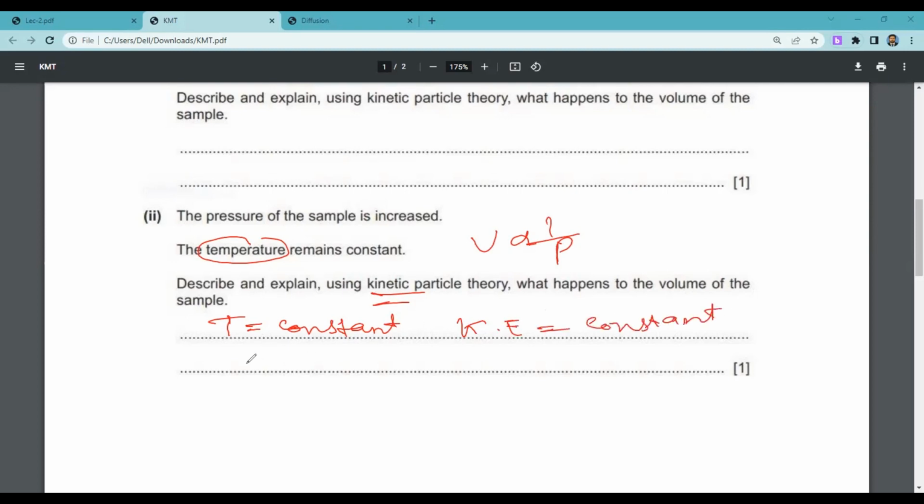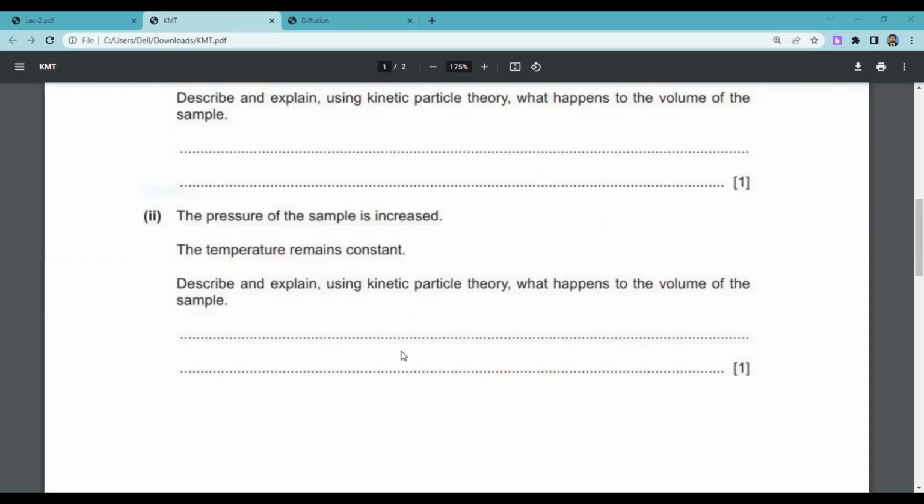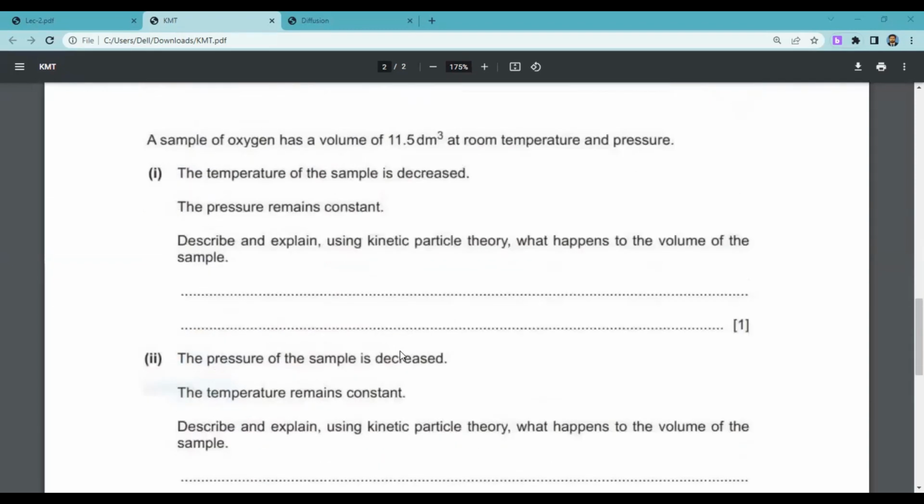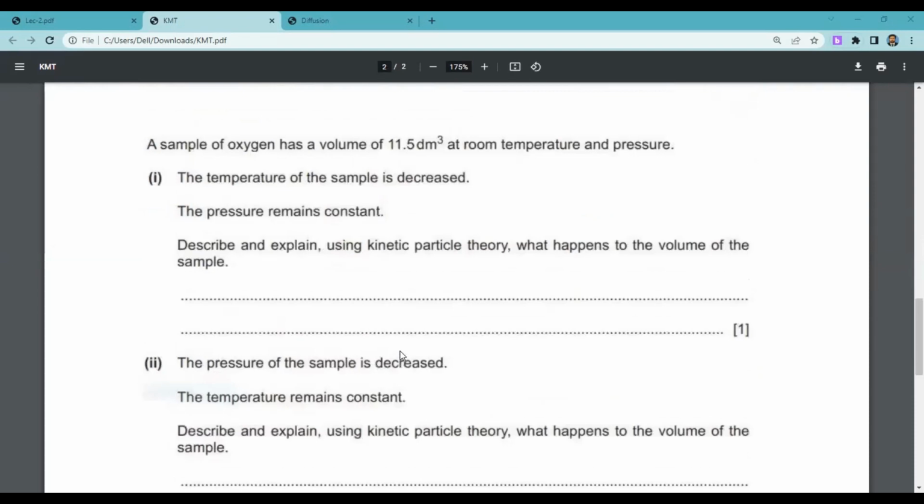Now, if we compress the container in which gas is present, then its volume will also decrease. By increasing pressure, its volume will decrease. Now we see another question. This is also the same question as before.